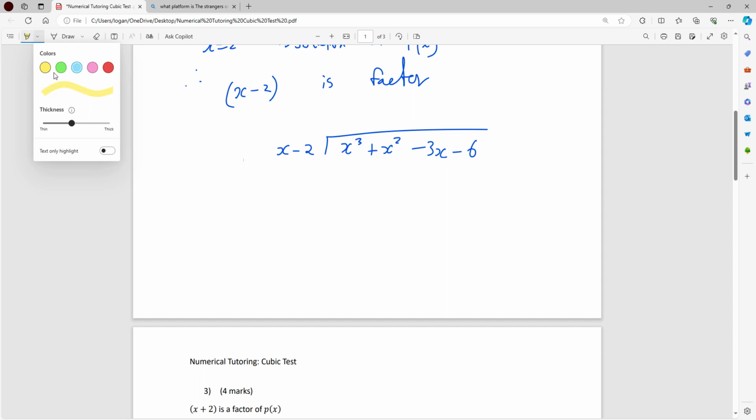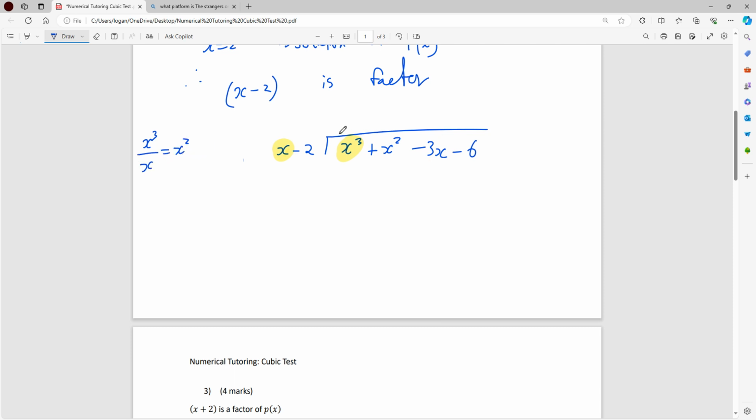So there will be this term divided by this term here. So it'll be x cubed divided by x, which gives you x squared. And then you put this on the top. Okay. Then you multiply this by this term here. So you get x squared times x minus 2, which gives you x cubed minus 2x squared. Then you put that under here, but you've got to put negatives around it.